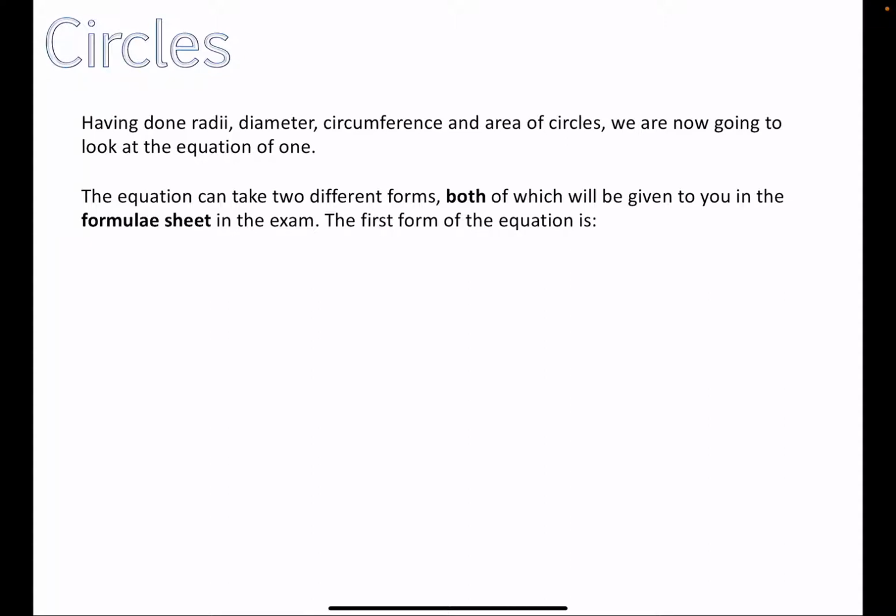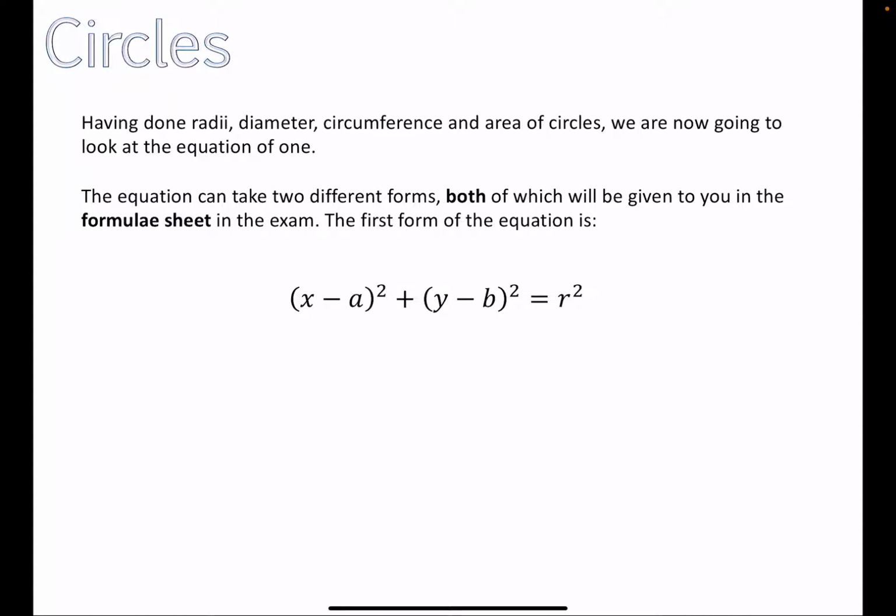They can both be used in the exam, and you obviously need to know the difference between them and how and when to use both of them. So the first one, okay, is x minus a all squared plus y minus b all squared equal to r squared. Okay, so kind of link into what I said earlier.